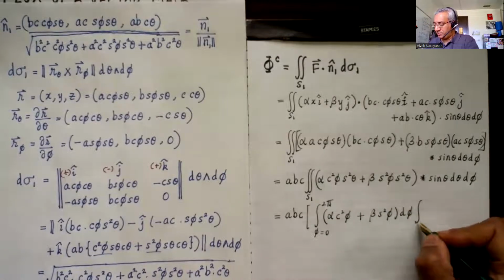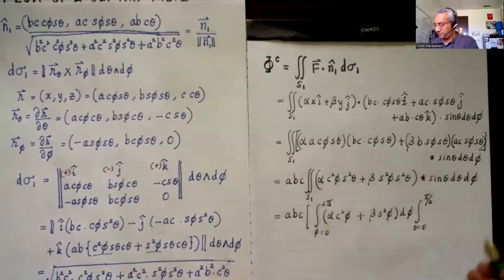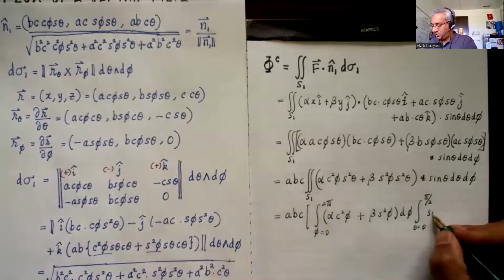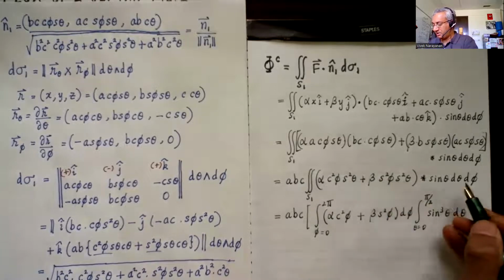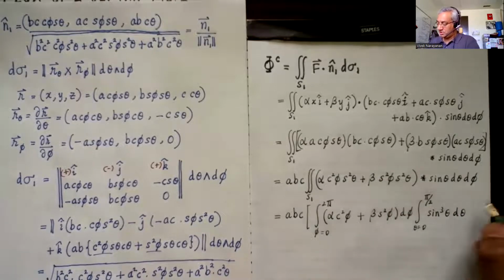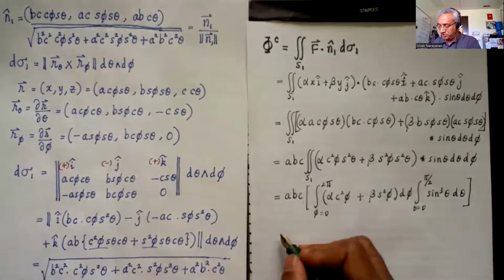And then I have the integral from theta equals 0 to pi by 2, which is just the upper half, of sine cubed theta d theta, because you have sine squared times sine cubed. That is our double integral.